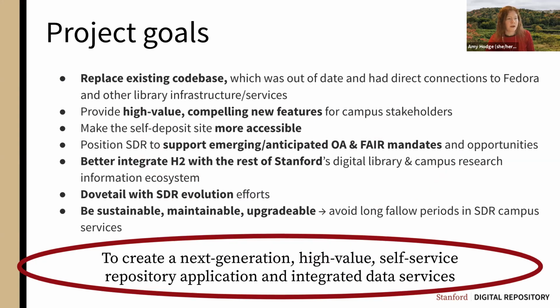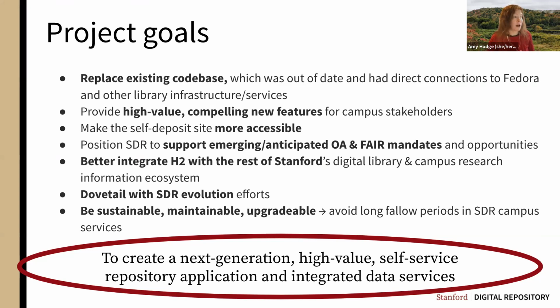So when we set off on this project, we set a list of goals for ourselves of what we wanted to achieve in this project. These included replacing the existing code base, which was basically the same code base we started with in 2013. So pretty out of date, and had all these connections to Fedora and the rest of our infrastructure that we needed to sort of disentangle, for lack of a better description for that.